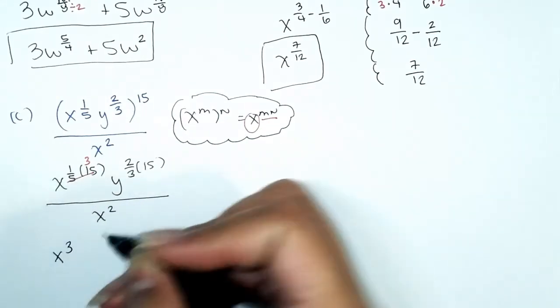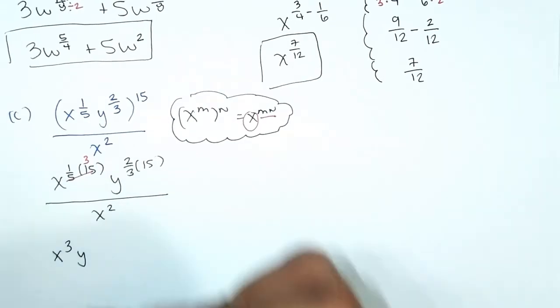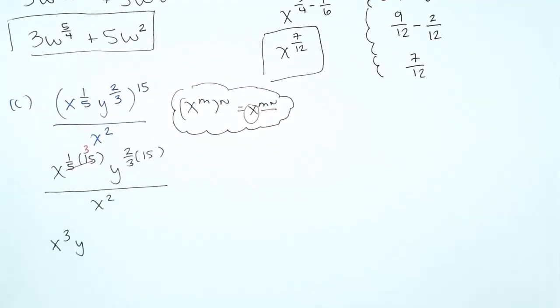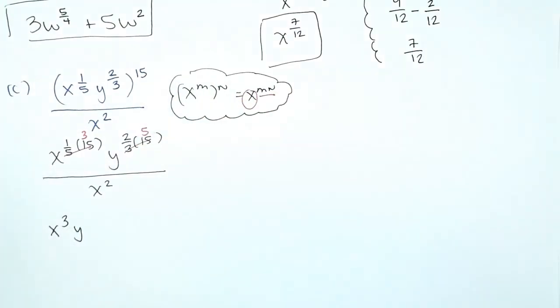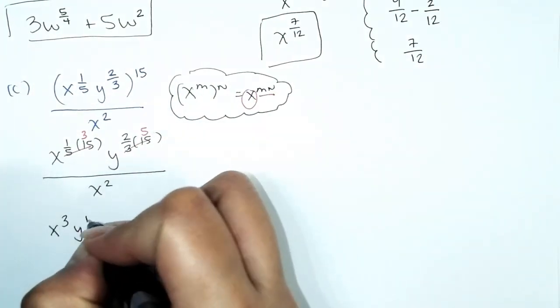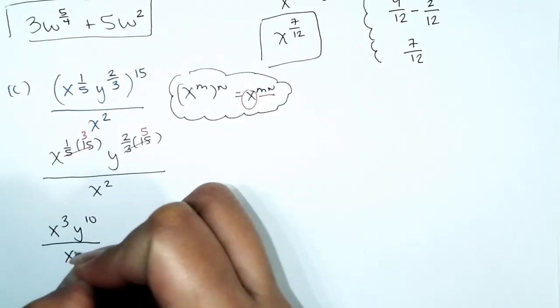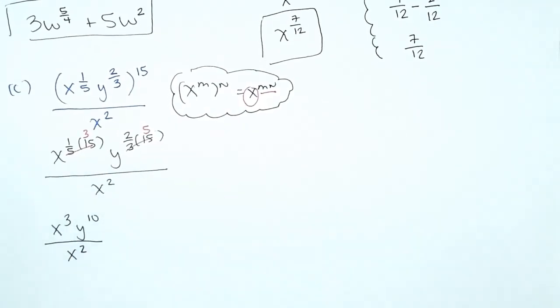Okay, times y raised to some power. Product of 2/3 and 15. Well, 3 goes into 15 5 times, and that will leave us with 10. So times y raised to the 10th power all over x squared. So we did it, okay? So we have our fraction.